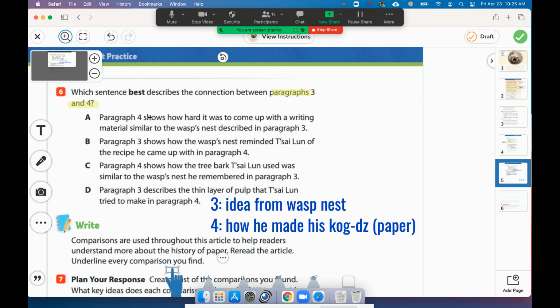Paragraph 4 shows how hard it was to come up with a writing material similar to the wasp's nest described in paragraph 3. Well, it's talking about writing material, how we made it, and the wasp nest. Paragraph 3 shows how the wasp nest reminded Sai Lun of the recipe he came up with in paragraph 4. Reminded means it comes after. Did the wasp nest come after he created his paper?